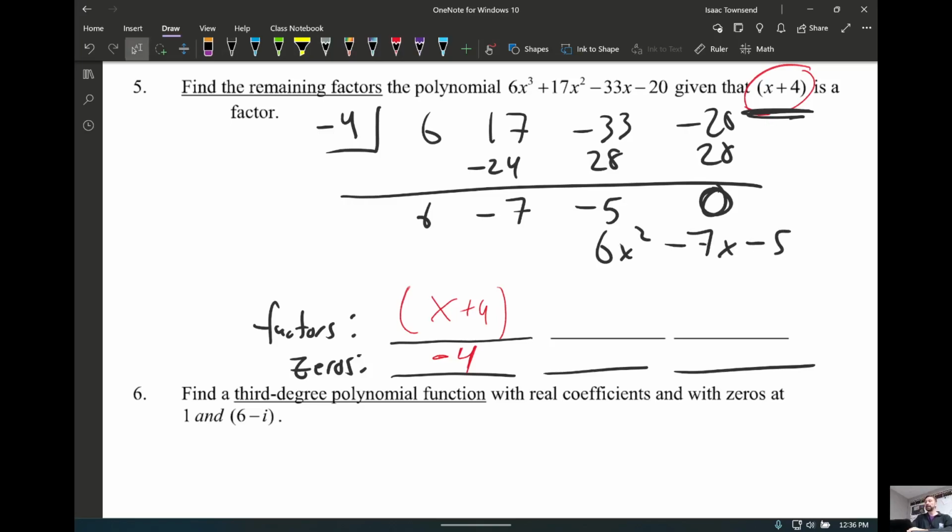So, dividing out the -4, or the x plus 4, however you're looking at it, exposes this last quadratic, and this last quadratic is where I can get my last two factors, my last two zeros, depending on whatever the question's asking for.